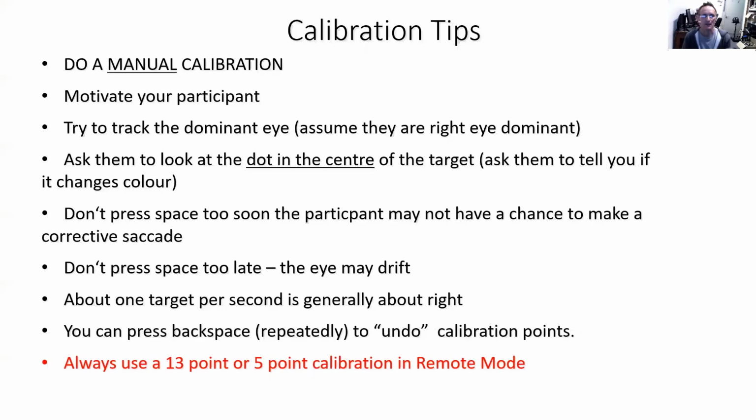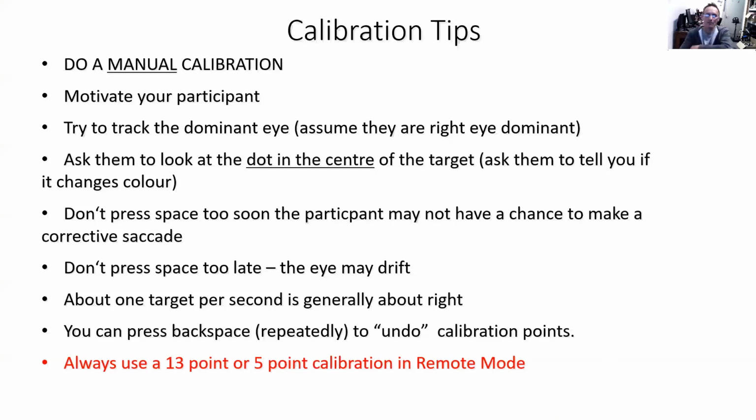Last calibration tips. Generally do a manual calibration. In other words, you press the space bar for each point. Don't let the eye tracker decide when to put the next target up. You make that decision. People have empirically proven that you get better calibration models doing it that way.